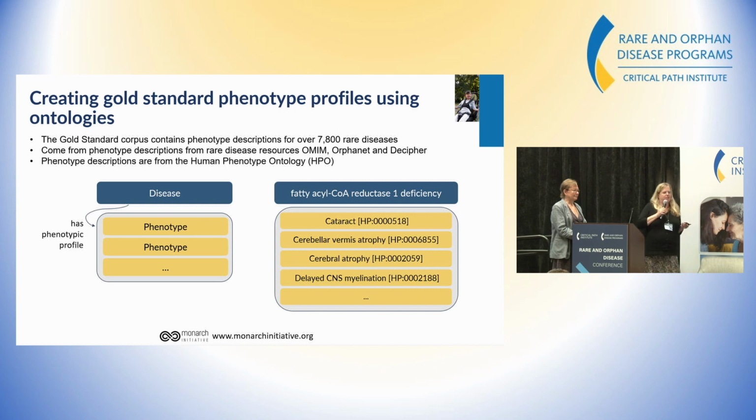These phenotype descriptions are annotated to HPO, or Human Phenotype Ontology terms, and they come from resources including OMIM, the Online Mendelian Inheritance in Man, Orphanet, the Rare Disease Ontology, and Decipher, which includes copy number variant diseases. So we have this corpus of information with diseases and the phenotypic descriptions associated with them.